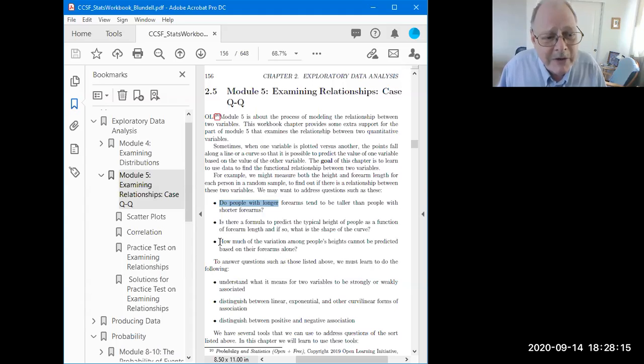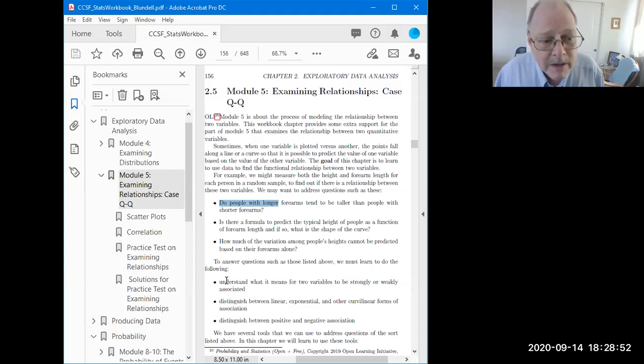Or you could ask how much variation among the heights of people could you predict based on just the forearm? Because there's obviously other factors. You get some degree of prediction from knowing just that one thing. How long is the arm? But that doesn't make a complete prediction, and so you could try to measure what percentage of the variation can you predict just based on that one variable, and how much is left over for other variables.